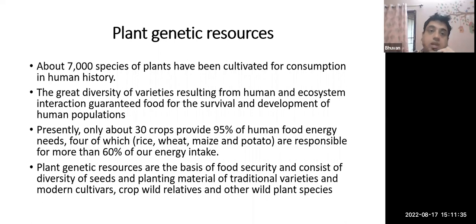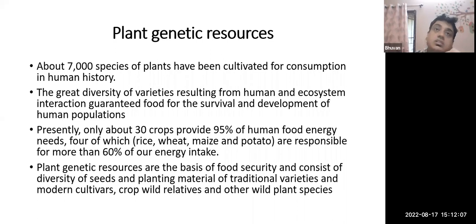Then we have the plant genetic resources. There are 7,000 species of plants which are cultivated at present for various human uses. And the diversity which we see in these crop plants has evolved through interaction with human beings over several thousand years. That's why we can see the various varieties which have evolved now.